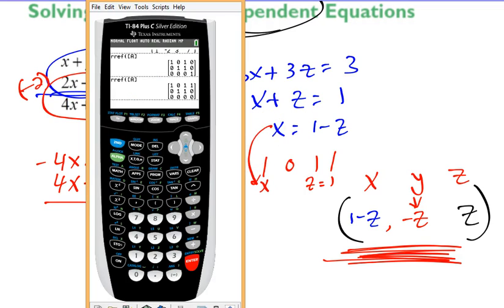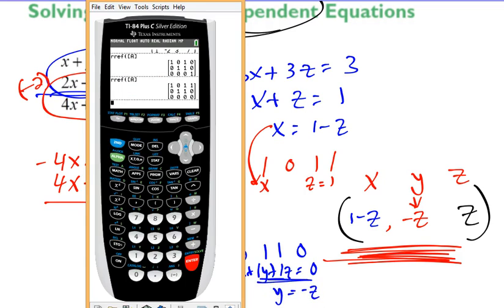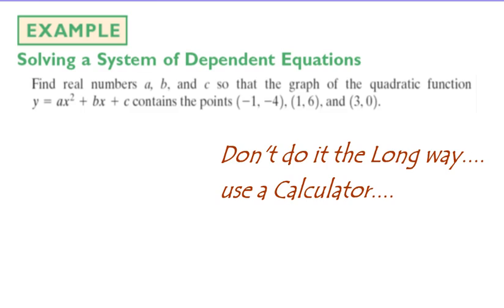And then the second row says 0, 1, 1, 0. And 0, 1, 1, 0 means no x's. 1y plus 1z is equal to 0, which is equivalent to this. It still gives me y is equal to negative z. So if you wanted to, you could just pick off those equations from your calculator. Please check out Blackboard, where I have all of the notes for all of the examples.